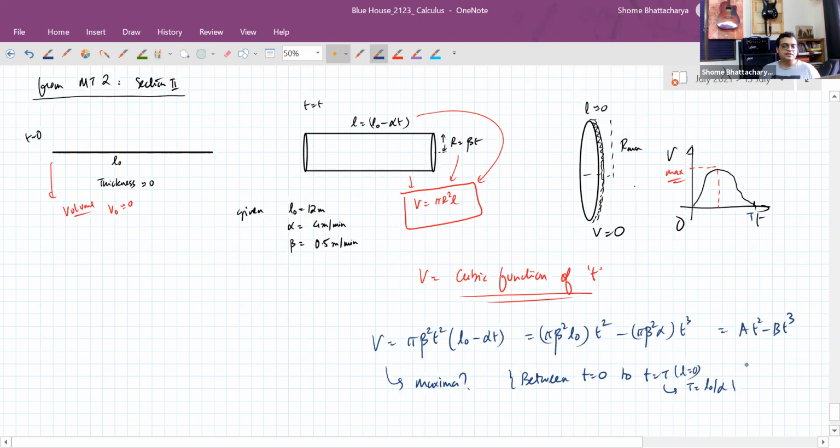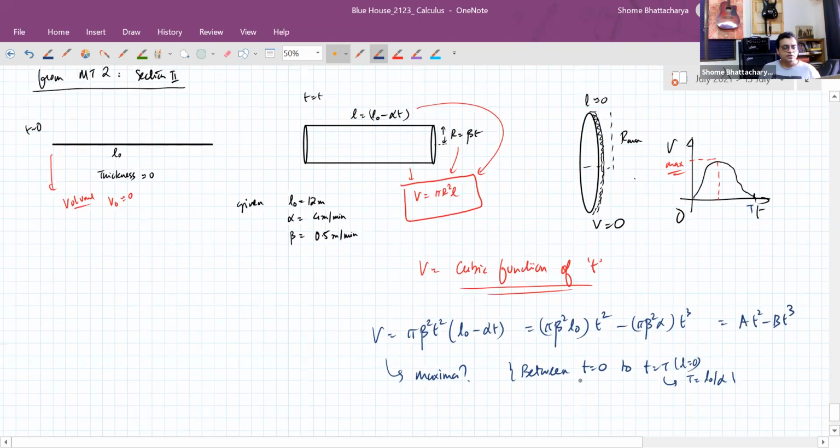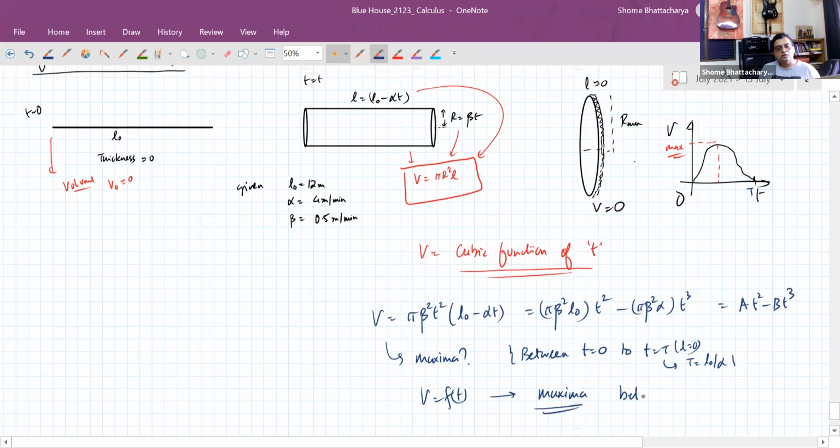Okay, so it's ultimately that simple a problem. It's just a matter of figuring out what we are trying to do in the question. Once you reach this step, now you've got volume as a function of time, and you'll realize it's a very simple problem. So volume is this kind of function of time. And we have to find the maxima, and that too not for the entire domain. We have to find the maxima between just these two times.